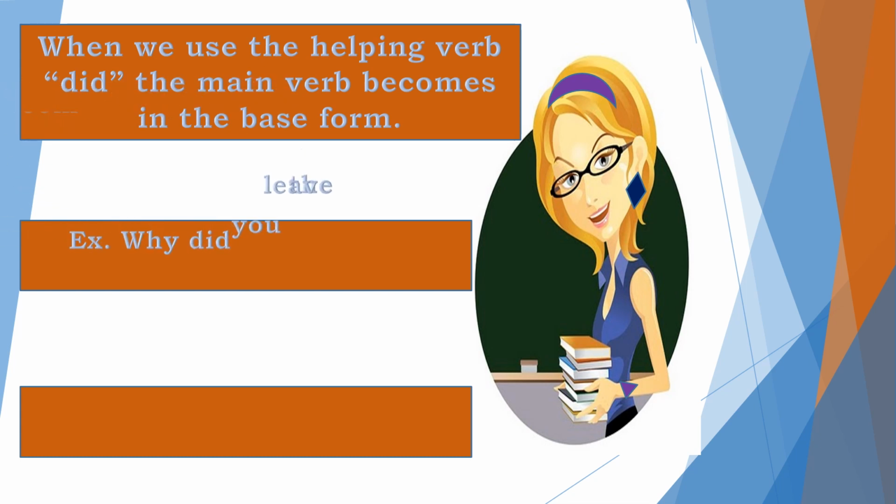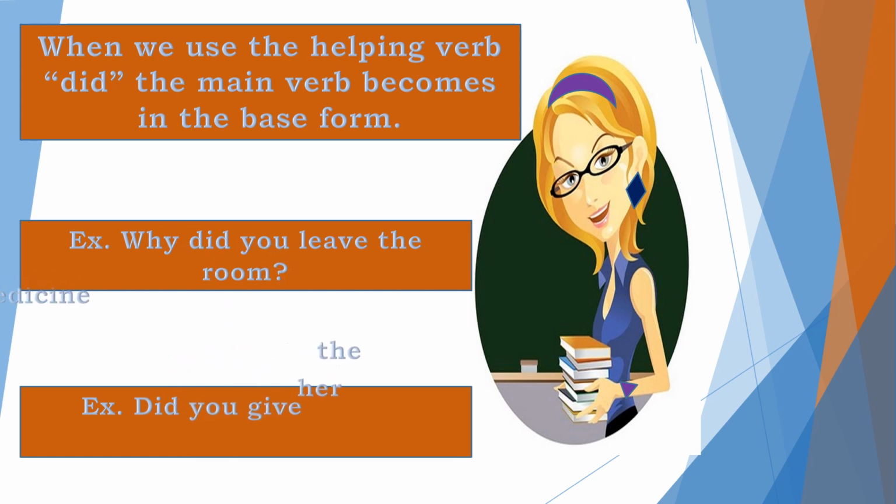Our example here is saying, why did you leave the room? Did is the helping verb that helps me form the question. Leave is the main verb in the base form. Another example here is, did you give her the medicine this morning? Same idea. Did is the helping verb that helps me make the question, and give is the main verb in the base form.